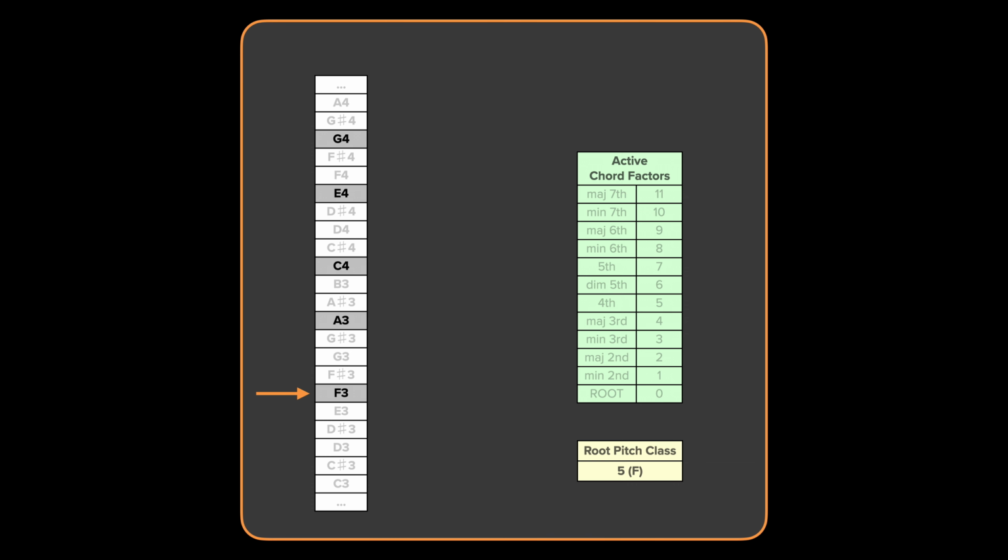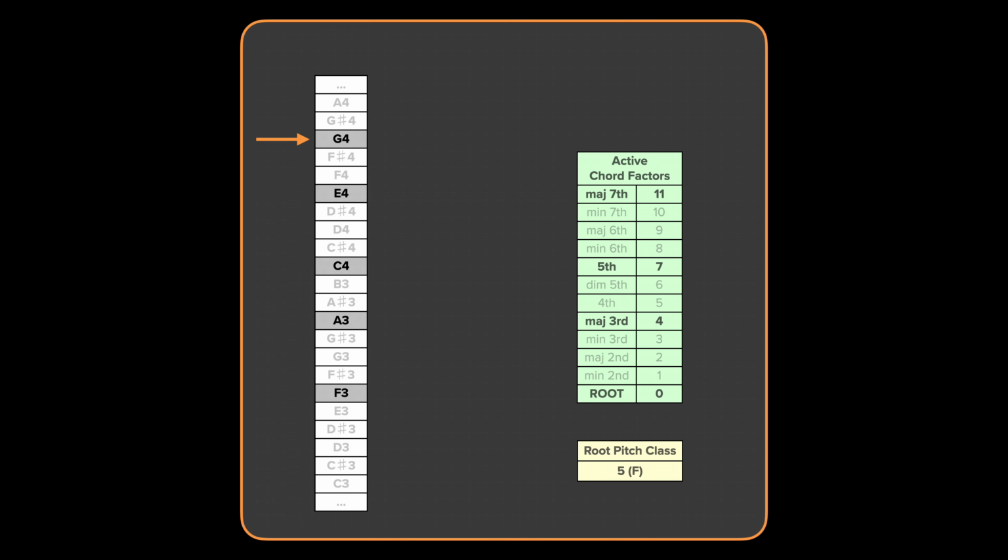The chord factor of the root is always 0 because the root is always 0 semitones from the root. If there's any harmony playing at all, chord factor 0 will always be active. The next active note is A3. Its pitch class is A, which is 4 semitones above the root pitch class F. So chord factor 4 is active. The next note is C4, pitch class C, 7 semitones above F. Chord factor 7 is active. E4, pitch class E, is 11 semitones above the root pitch class.